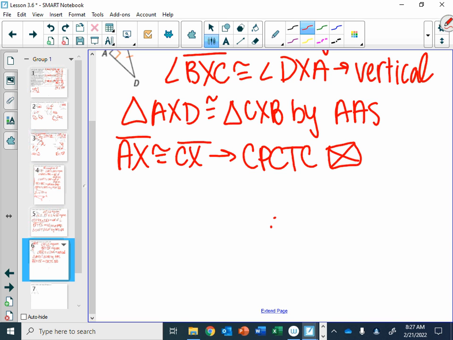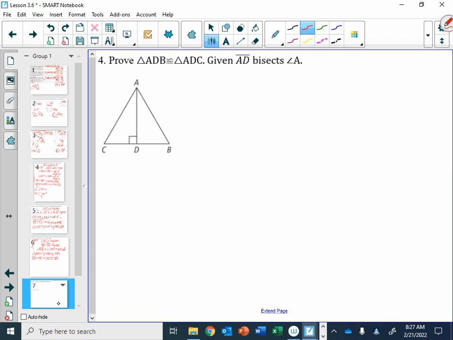Questions on number 3. 2 more problems. Alright. Number 4. Prove that these two triangles are congruent. I'm given that AD bisects angle A. What does bisect mean? Split in half, cut in half, whatever. Okay, so that's my given. AD bisects angle A.